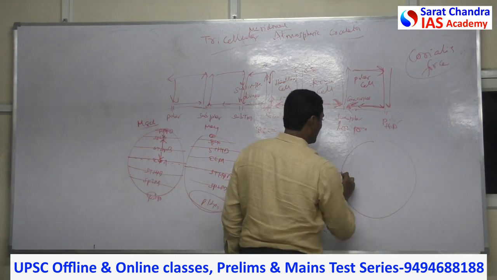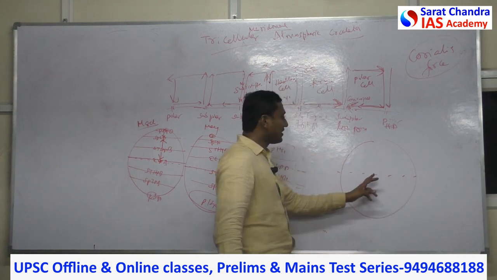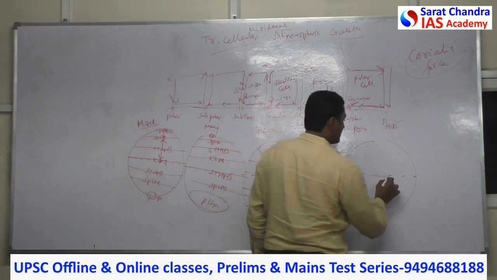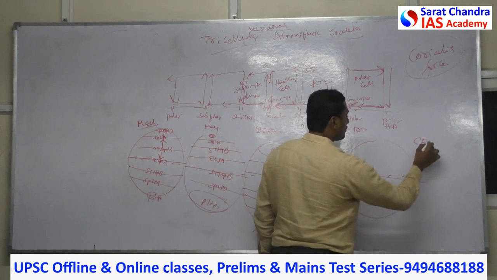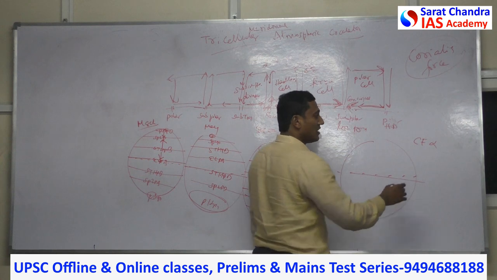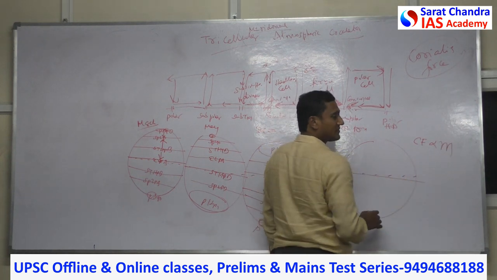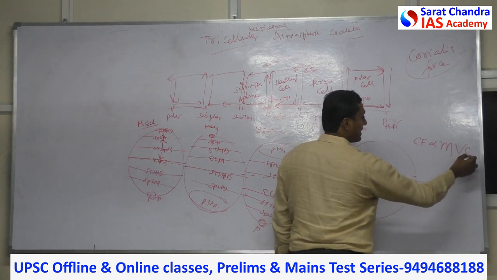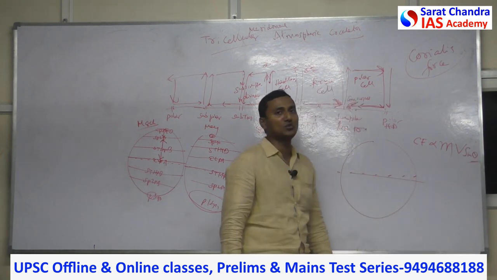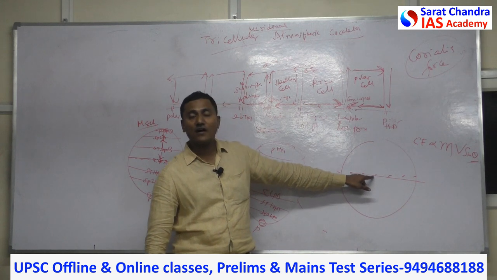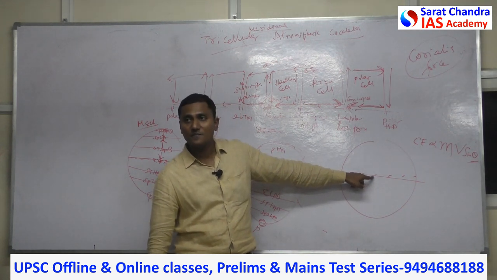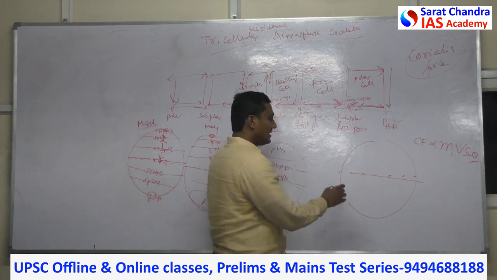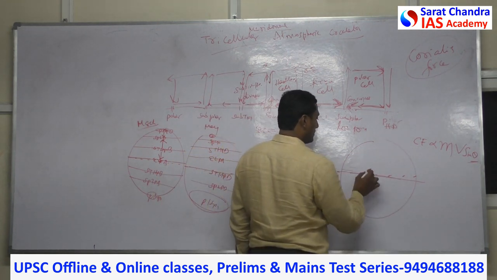I will draw like this. Take the equator. Exactly on the equator, there is zero Coriolis force, okay? Because, friends, Coriolis force is proportional to the mass of the object, the speed of the object, and sin theta. Theta is the latitude. What is the latitude of the equator? Zero.